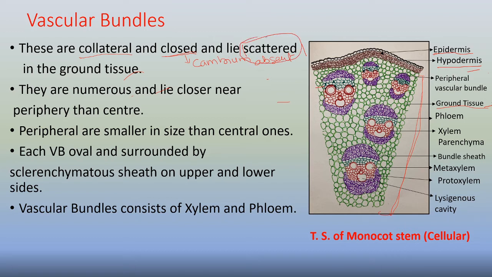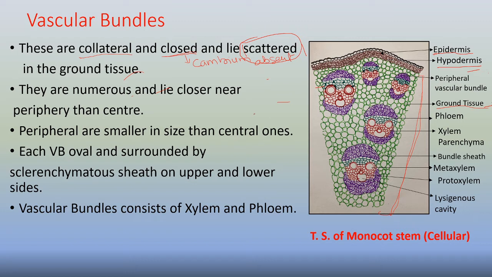They are never present in a ring, or they are not present in an organized form, but they are scattered in the ground tissue. So, the vascular bundles, they are conjoint, collateral and closed type. Cambium is absent and they are present in the scattered form. Now, you can see the numerous vascular bundles, they lie towards the periphery than the center.